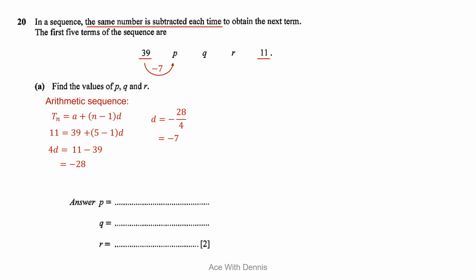We'll get the value of p, which is 32. We repeat the same process to get q, and we'll get the answer 25 for q. Similarly, we do the same process again for r, and we'll get the answer as 18. So p is 32, q is 25, and r is 18.